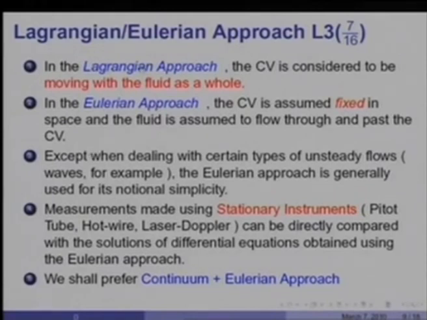When is the Lagrangian approach invoked? It is invoked only in the study of certain types of unsteady flows, such as free surface waves, for example, but this is not something of interest to us, and therefore we shall be preferring the Eulerian approach to application of fundamental laws to control volumes. There is also one more advantage when we consider the Eulerian approach. As I said, in the Eulerian approach, the fluid element is fixed in space. Although located inside the moving fluid, it is fixed in space.